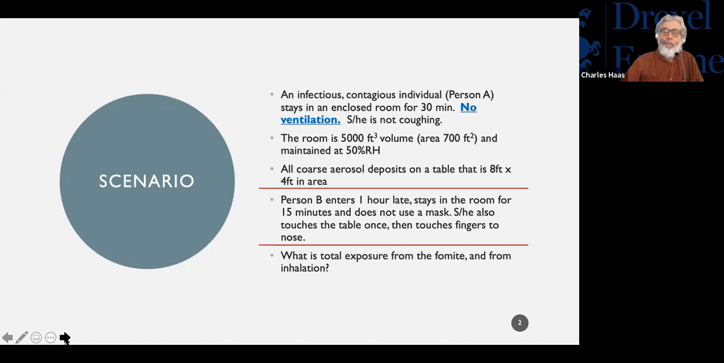in area. Person B enters 1 hour after person A departs, stays in the room for 15 minutes and does not use a mask, touching the table once, then touching fingers to nose. And we want to compute the total exposure from the fomite and from inhalation.